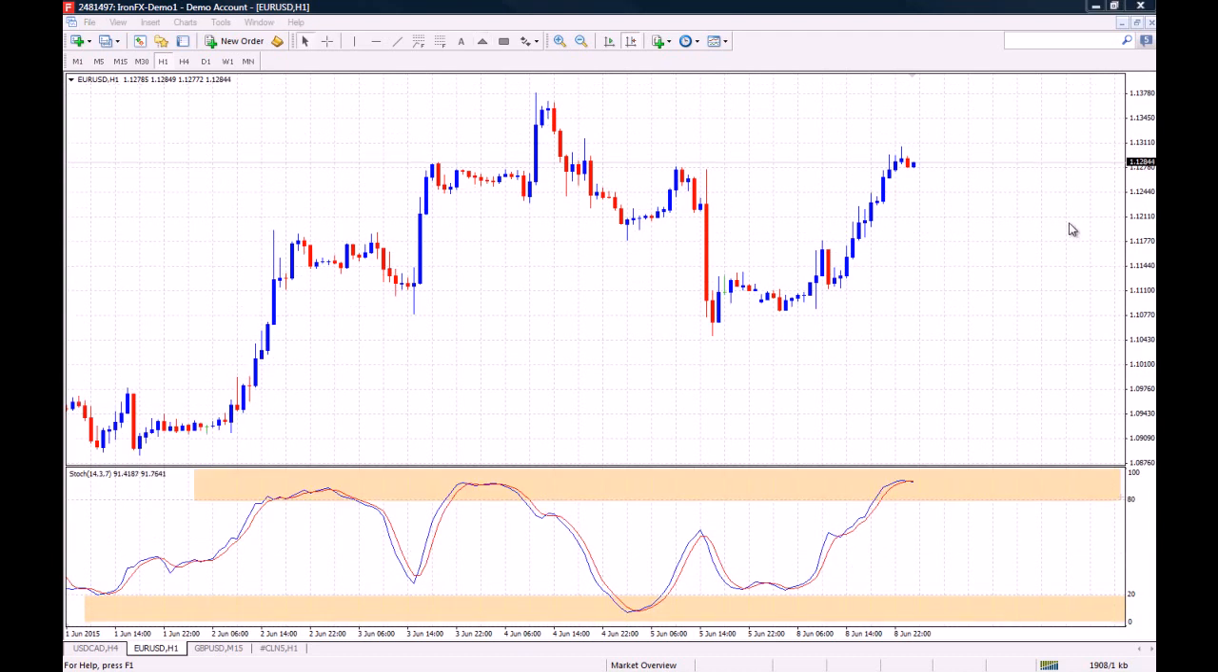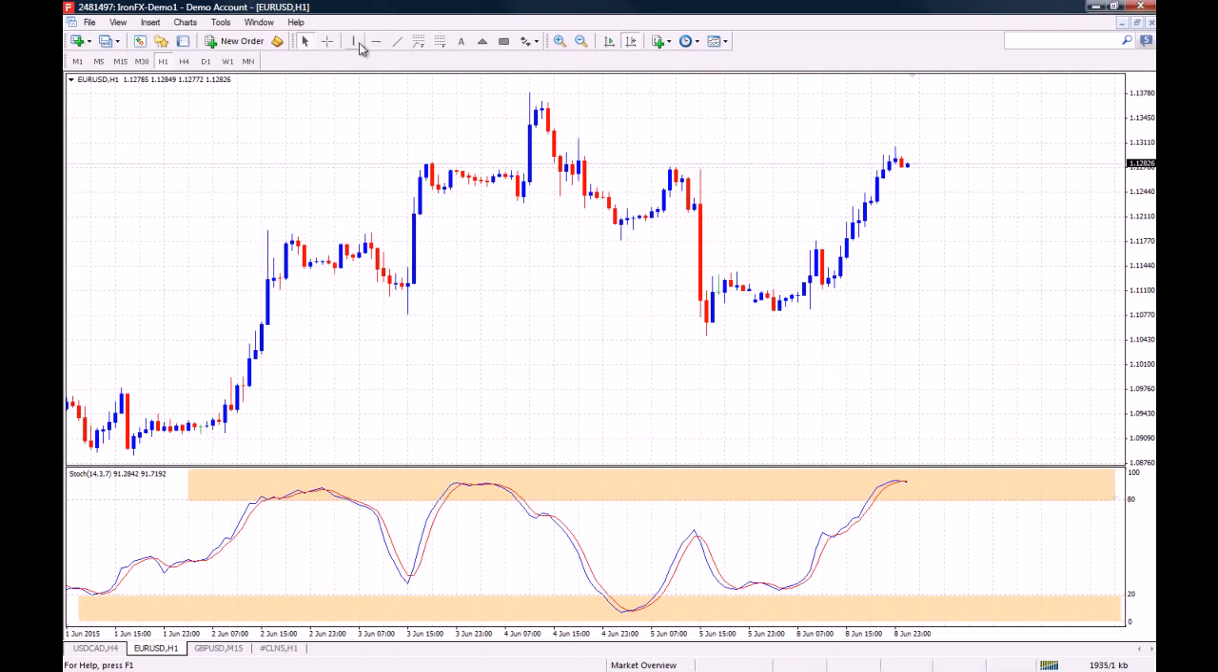But in order to trade with this instrument, you have to be very patient because you need for the instrument to get to these two territories, and you need to wait for the crossover. Okay, you have a fast and a slow moving average within this indicator, and for instance, when you are looking for a long opportunity, you have to wait for the blue line or the fast moving average to cross above the slow moving average at the oversold territory.